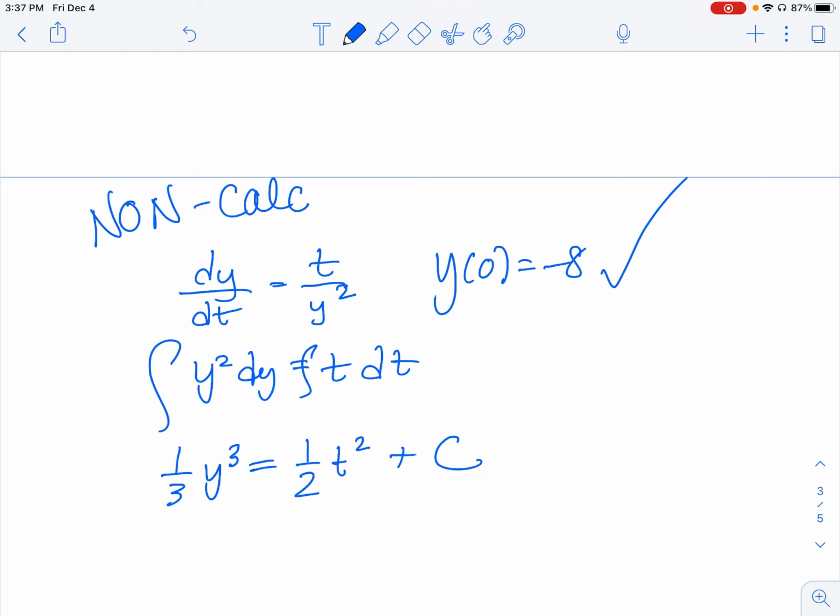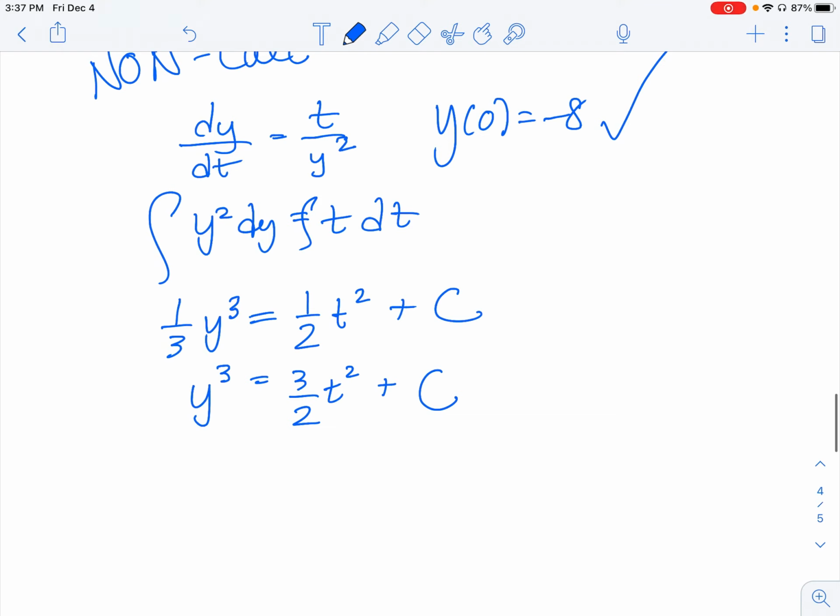Okay, now this is where people started to just plug in 0, -8, and they started to get really bad answers or bad math was happening. Here's what I propose. I propose that you solve for y. So I would get 3/2 t squared plus another constant, because 3 times a constant is still a constant. So I can just leave that alone. And now to solve, I need the cube root. So y is the cube root of 3/2 t squared plus c.